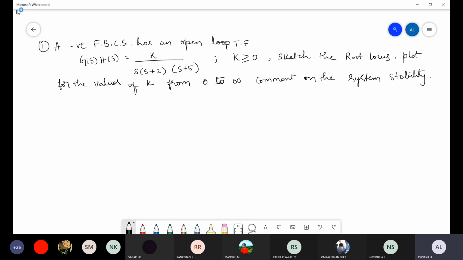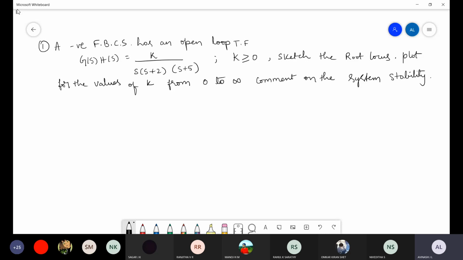You can understand one thing: like this only they will be giving the question. Maybe the G of S and H of S values they give may change. But apart from that, most of the things will be very, very similar. 90% of the numericals are very much the same. You can just take the numerical and keep on solving, and you will arrive at the answer.